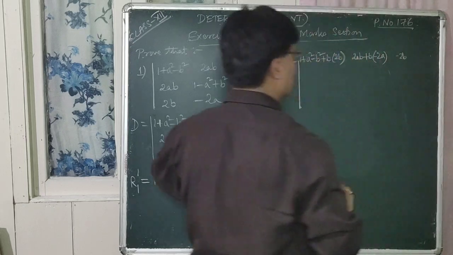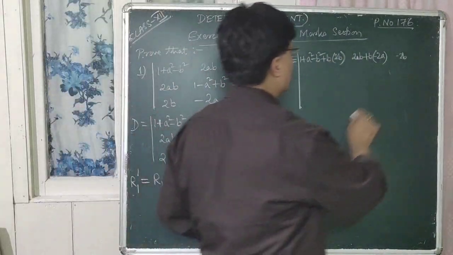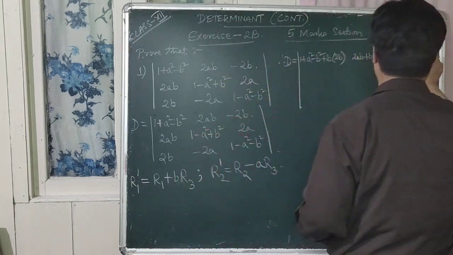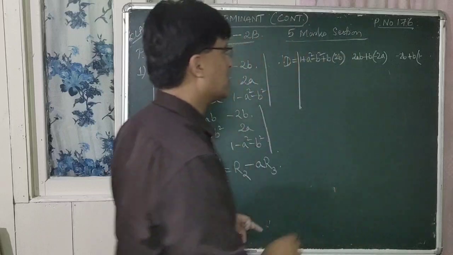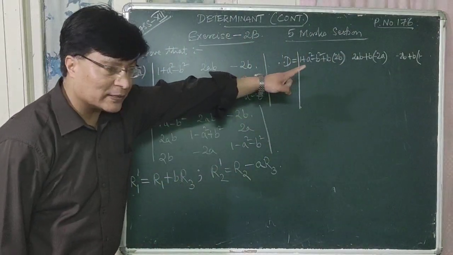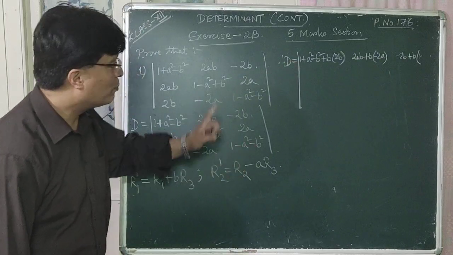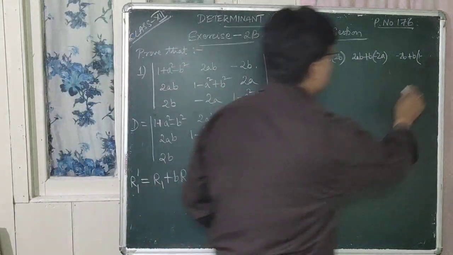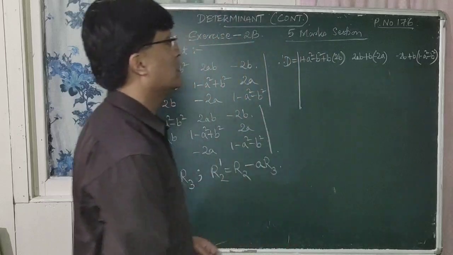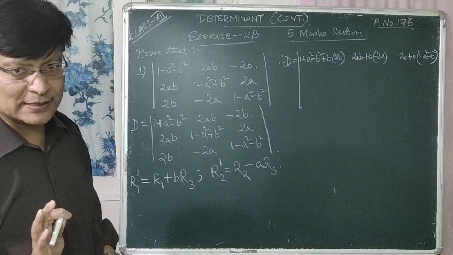Minus 2b is here, third element. Minus 2b, right? Then plus b into r3. What is r3? 1 minus... This is r1, which means minus 2b is written there. Plus b into r3. B into this r3 means this element. Plus b into 1 minus a square minus b square. So this first row is changed. Is that clear?